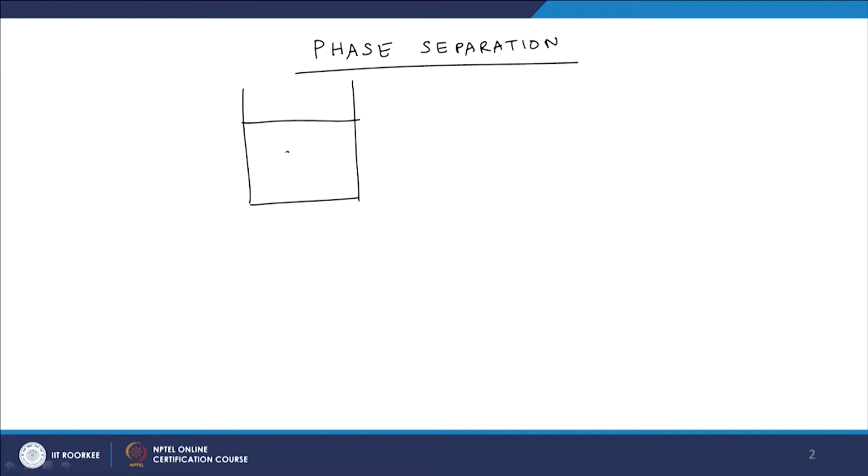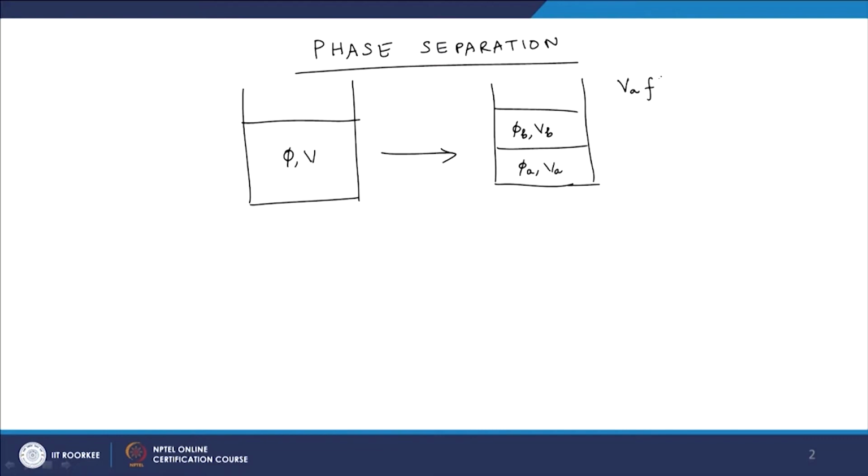Okay. So just to briefly recall what we mean by phase separation. We can start with a certain volume fraction phi and a volume V in a beaker, and this will phase separate into two layers, phi A, V A and phi B, V B, provided that the final free energy ends up becoming lower than the initial free energy before phase separation.